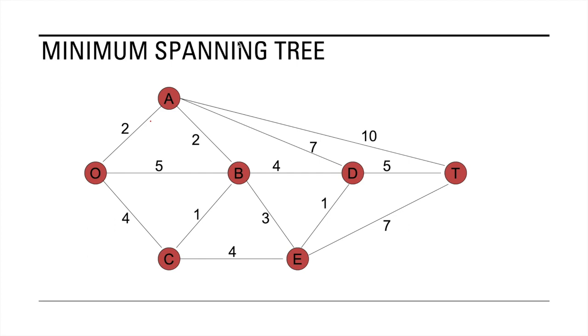Okay? Now, in order for us to look for the minimum spanning tree, what we need to do right now is to define what a tree is. Because after we understand what a tree is, then it is easy to understand what a minimum spanning tree eventually will be. Okay? So what is a tree? A tree is a connected graph with no cycles.